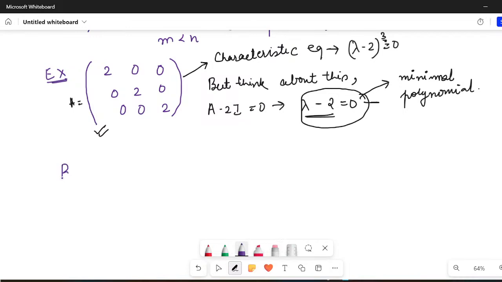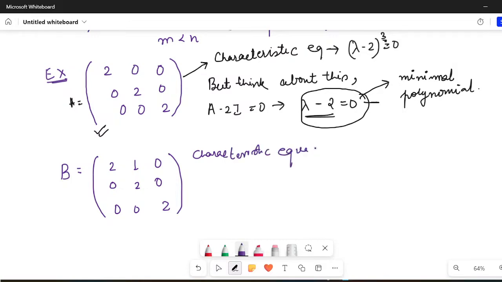Let's say B is equal to [2, 1, 0; 0, 2, 0; 0, 0, 2]. Let us say this is your B. I want to ask what would be the characteristic equation for this? Take your time a little bit and try to find the characteristic equation.